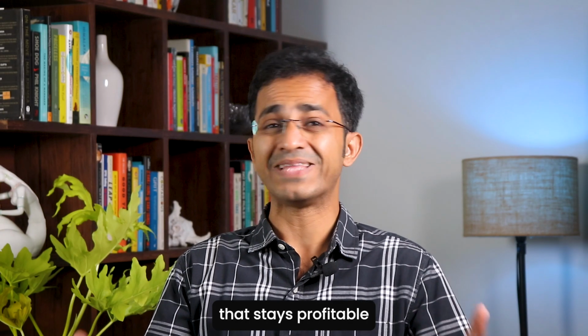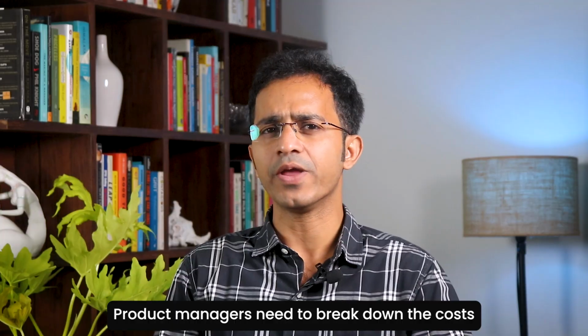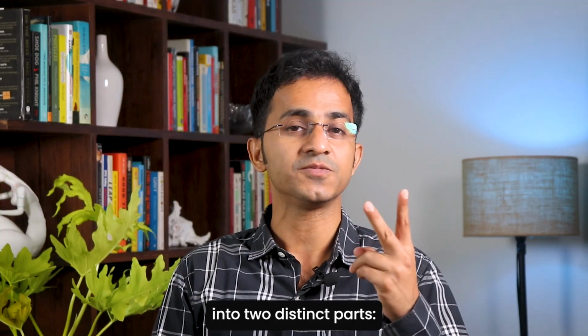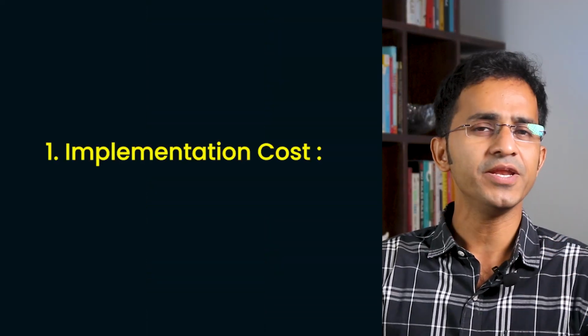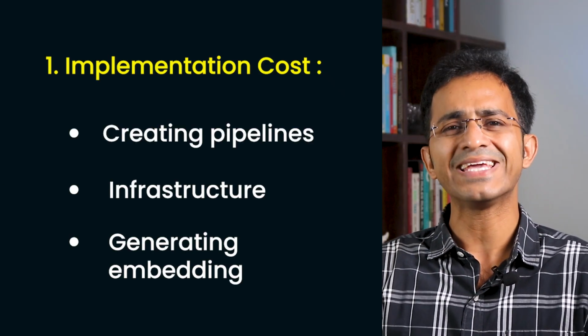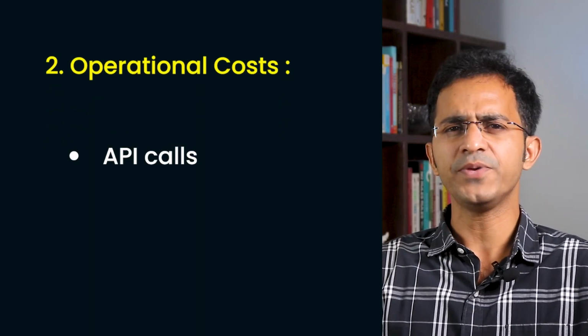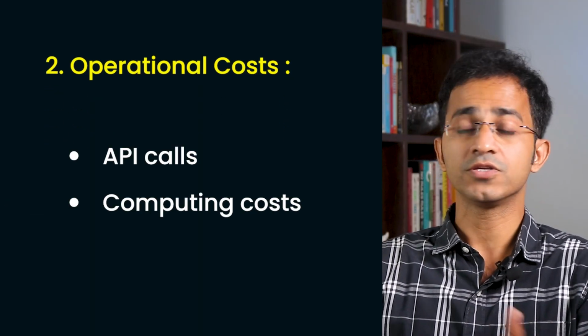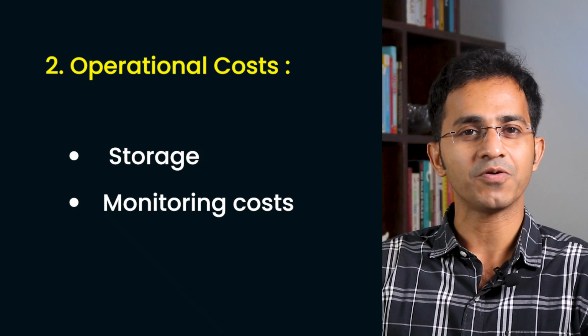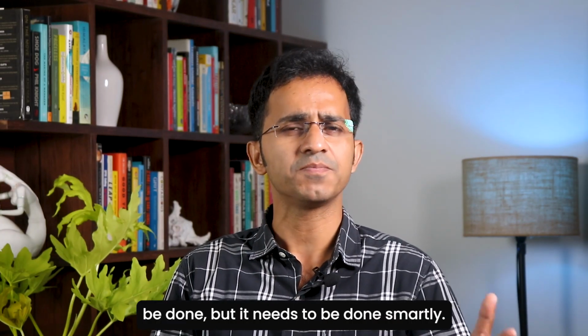Building a RAG system that stays profitable with scale is important for any product manager. Product managers need to break down the cost into two distinct parts. First, the implementation cost: creating pipelines, infrastructure, and generating embeddings. And second, operational cost: API calls, computing cost, storage, and monitoring costs. Trimming costs can be done, but it needs to be done smartly.